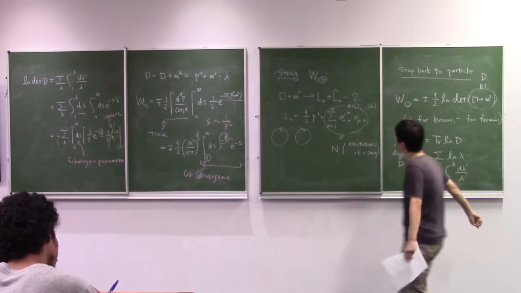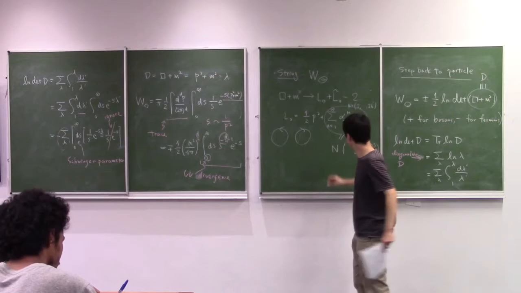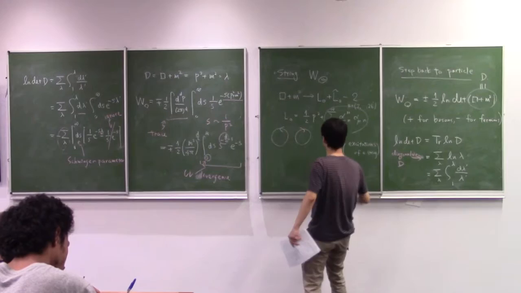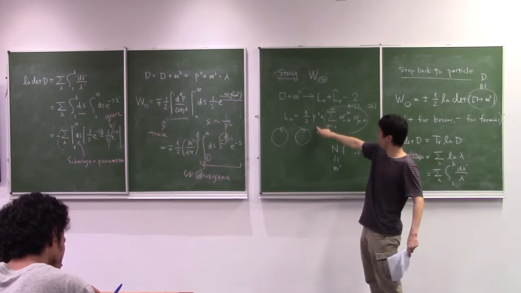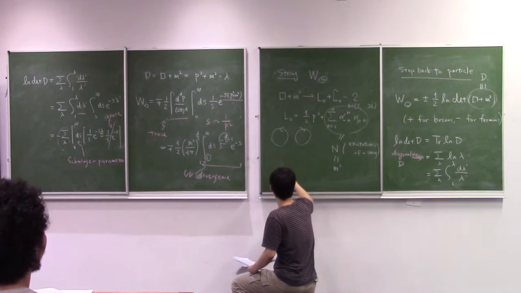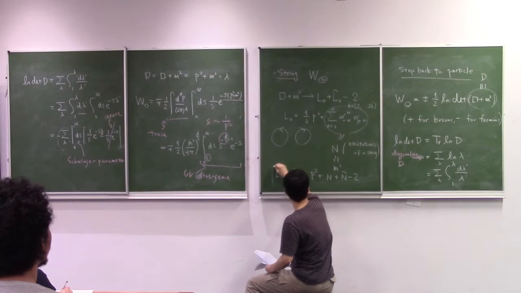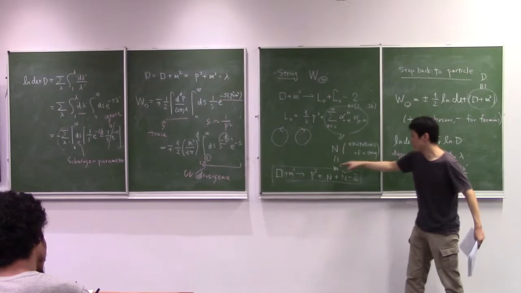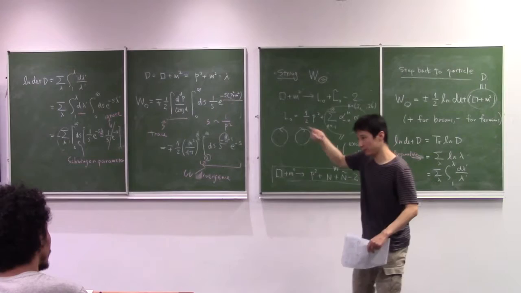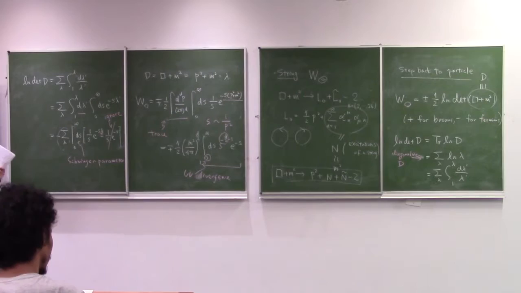So this also corresponds to the mass, yes? So this is actually mass. You can roughly identify this as mass. So string theory, you have this. Okay. So now you have p squared. This became p squared plus N plus N tilde minus 2. So this N plus N tilde minus 2 is the mass. So the string, you can think of this as a collection of an infinite number of particles, right? Labeled by this mass.